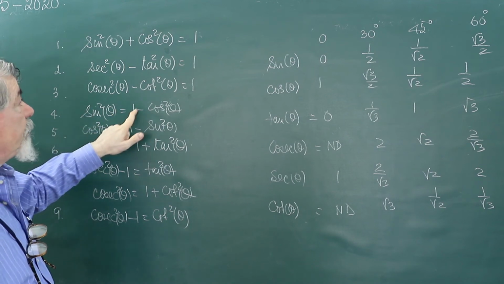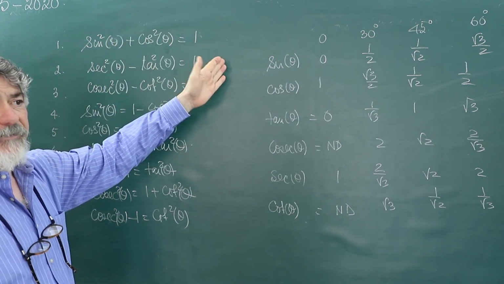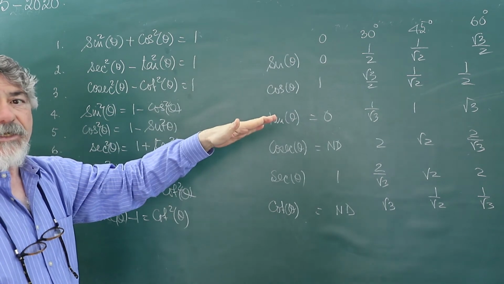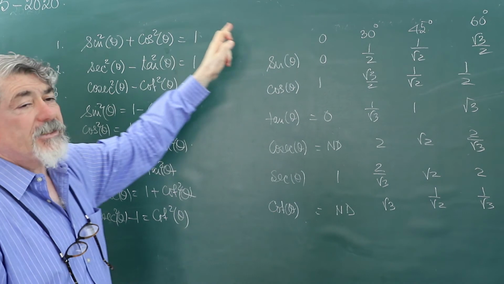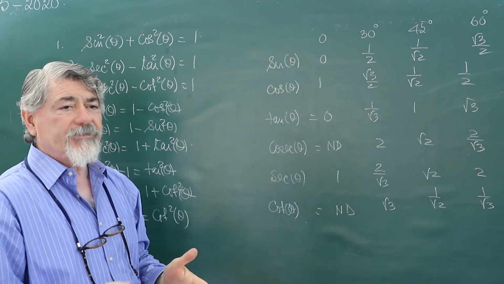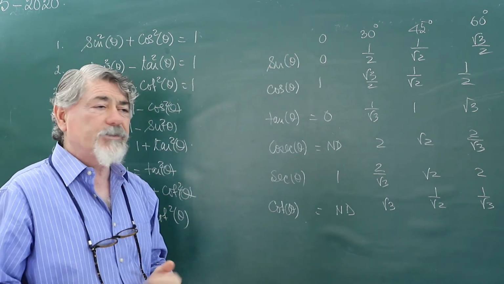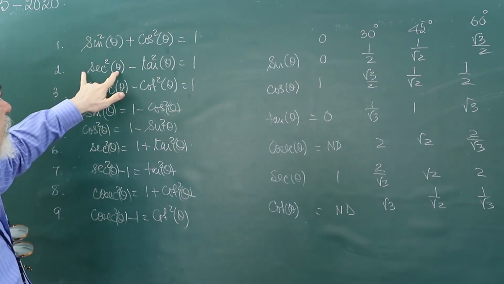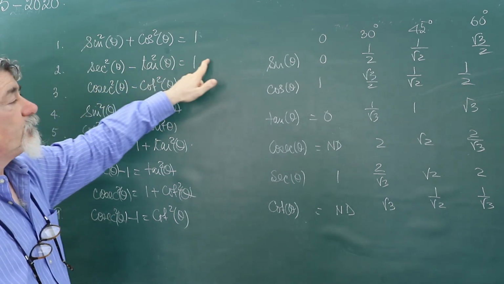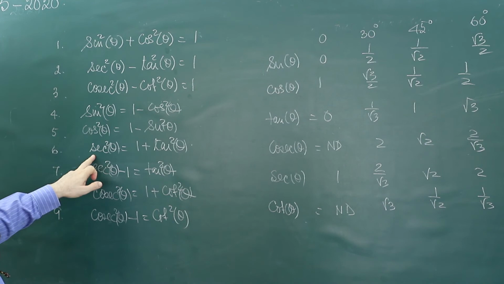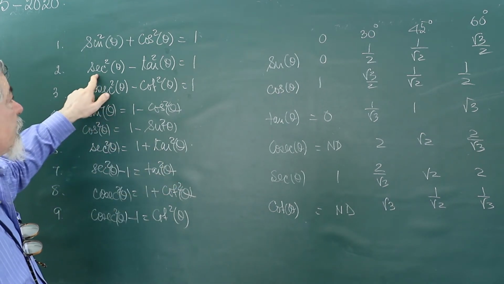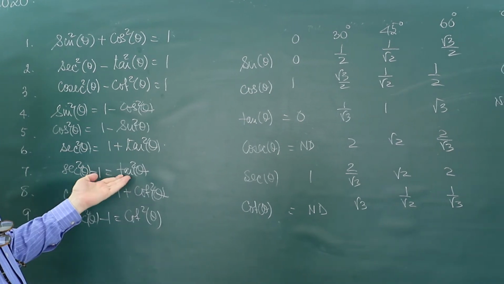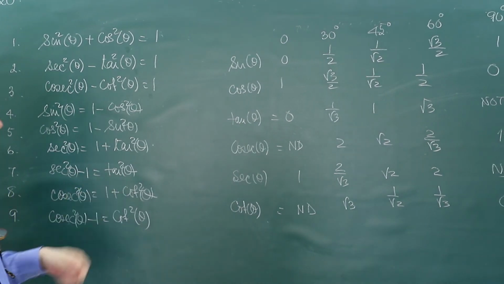Sine square theta can be 1 minus cos square theta if you want to write sine square theta in terms of cos square theta. Cos square theta can be written as 1 minus sine square theta if we need to change cos square theta in terms of sine square theta. Similarly, sec square theta can be written as 1 plus tan square theta. Sec square theta is equal to 1 plus tan square theta, or sec square theta minus 1 can be written as tan square theta.